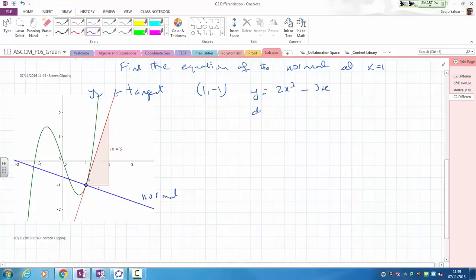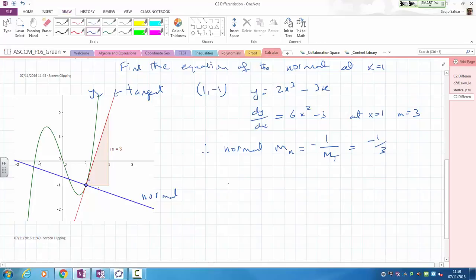We know the gradient dy over dx equals 6x squared, take away 3. When x equals 1, m equals 3. This is for the tangent. Therefore, the normal, if I can call this the gradient for the normal, is minus 1 over the gradient for the tangent. So it must be minus a third.